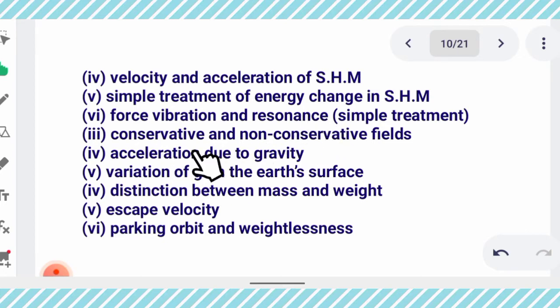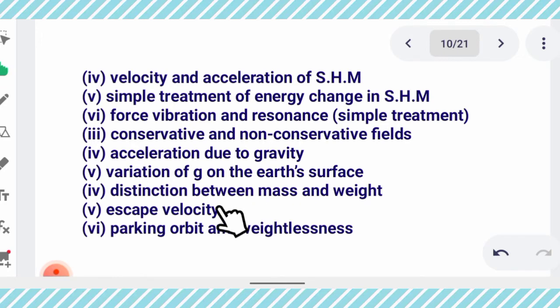Then we talk of conservative and non-conservative fields, and acceleration due to gravity. Acceleration due to gravity is denoted by the symbol g, and it indicates a constant of gravitational force, which is 10 meters per second squared. Then we talk of variation of g on the Earth's surface. g varies from place to place. You just have to study them carefully. The distinction between mass and weight: mass is a scalar quantity, but weight is a vector quantity.